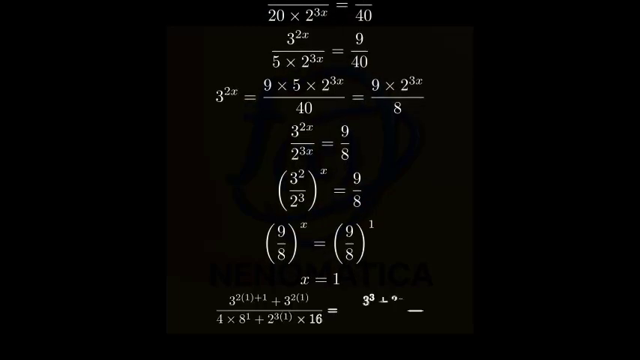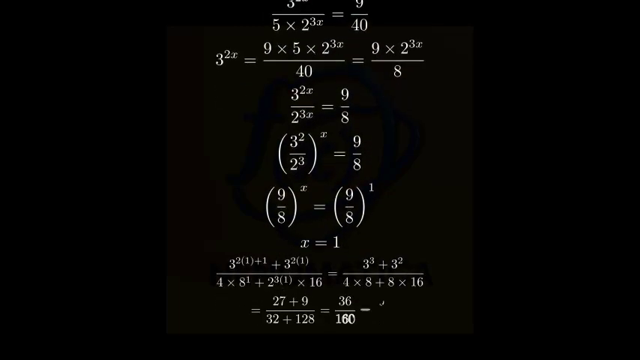When x equals 1, the numerator becomes 3 to the power of 3 plus 3 to the power of 2, which is 27 plus 9, or 36. The denominator becomes 4 times 8 plus 8 times 16, which is 32 plus 128, or 160. And 36 divided by 160 equals 9 divided by 40. So our answer of x equals 1 is correct.